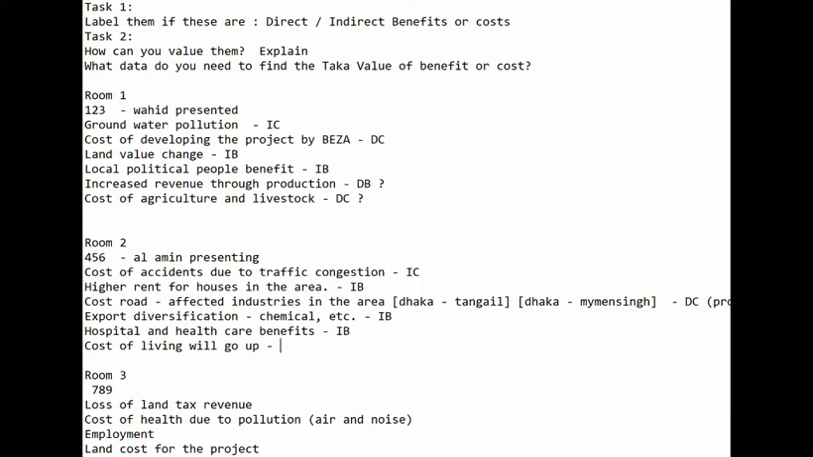Okay, this is both indirect benefit and cost is considered. Because cost of living will increase, then basically, the human being will increase income. But the similar cost maintained, cost will increase.